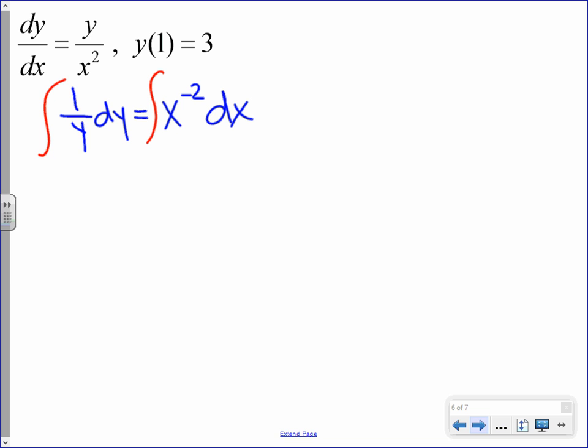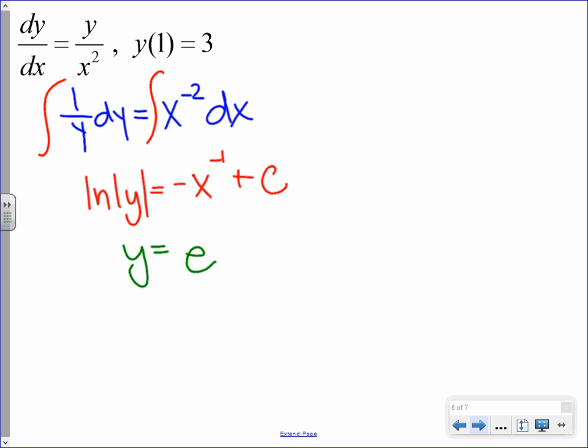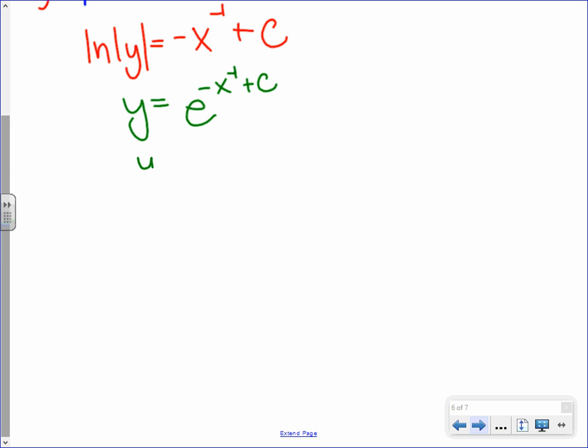So we're gonna take our antiderivatives, okay? Michaela, what are our antiderivatives? Okay, good. And so then when we solve for y, we get y equals e to the negative x to the negative first plus c. Negative ones aren't looking very negative one like, but we'll keep rolling with it.